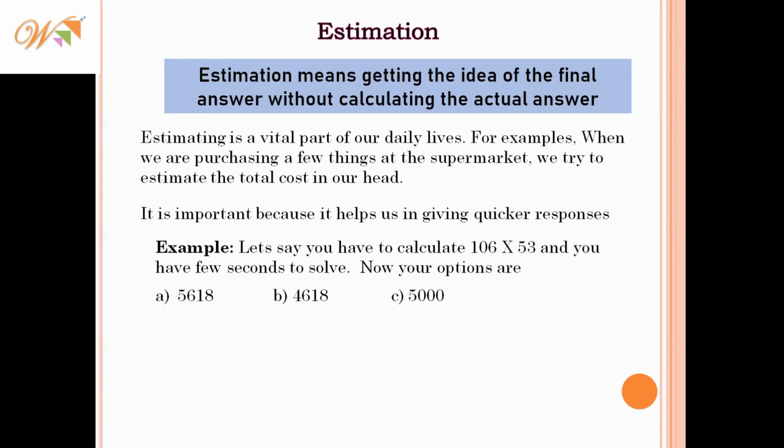But if I estimate, I'll estimate 106 will be around 100 and 53 will be around 50, and 100 times 50 will be 5,000, right? So if 100 times 50 is 5,000, 106 times 53 will be greater than 5,000. It cannot be 5,000, right? It will be greater than 5,000. So obviously 5,000 is rejected, 4618 is rejected. We are only left with the option 5618. So this will give the answer in seconds.